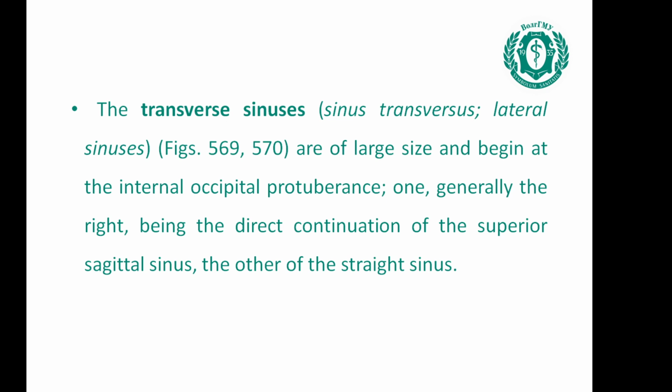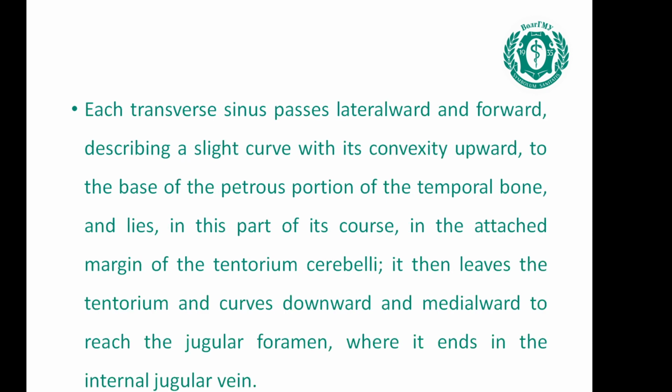The transverse sinuses, sinus transversus in Latin, or lateral sinuses, are of large size and begin at the internal occipital protuberance, one, generally the right, being the direct continuation of the superior sagittal sinus, the other of the straight sinus. Each transverse sinus passes lateralward and forward, describing a slight curve with its convexity upward to the base of the petrous portion of the temporal bone, and lies in this part of its course in the attached margin of the tentorium cerebelli. It then leaves the tentorium and curves downward and medialward to reach the jugular foramen, where it ends in the internal jugular vein.